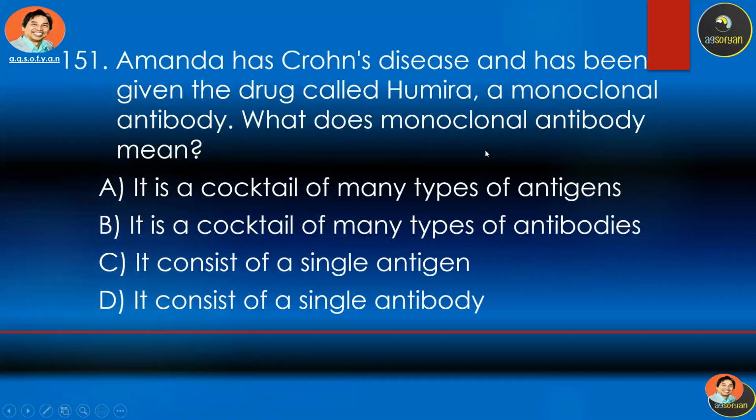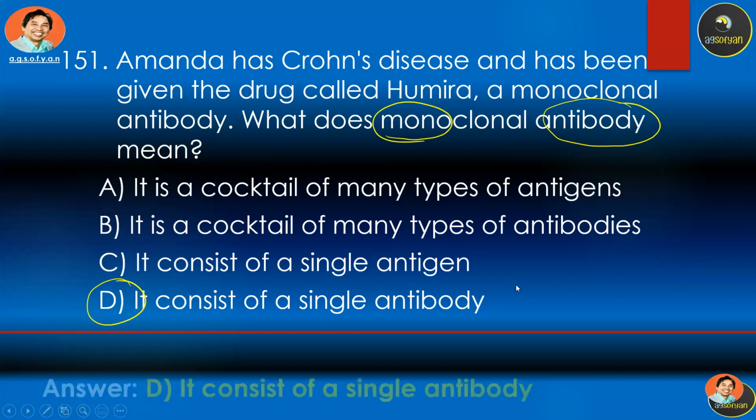Amanda has Crohn's disease and has been given the drug called Humira, a monoclonal antibody. So what does monoclonal antibody mean? A, B, C, or D? Okay, so these antibodies are produced and injected into her body to protect her against Crohn's disease. And because this is mono, it means only single. So it's going to be a single type of antibody, maybe only IgG or IgM.